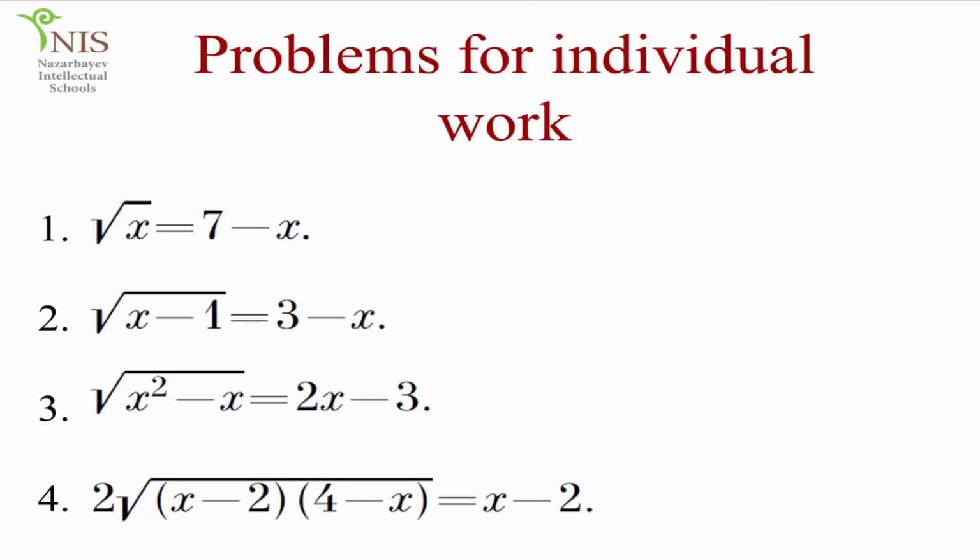Now students will work individually. Here are the problems for you. The first one is square root of x is equal to 7 minus x. The second one is the square root of x minus 1 is equal to 3 minus x. The third one is the square root of x squared minus x is equal to 2x minus 3. And the last one is 2 multiplied by square root of x minus 2 multiplied by 4 minus x, and all should be equal to x minus 2. So when you solve all these irrational equations, I will show you the results.